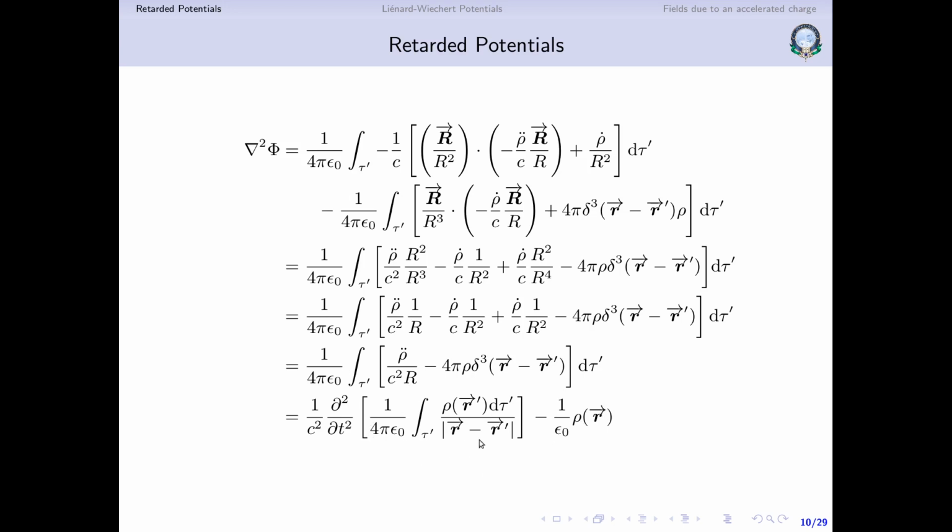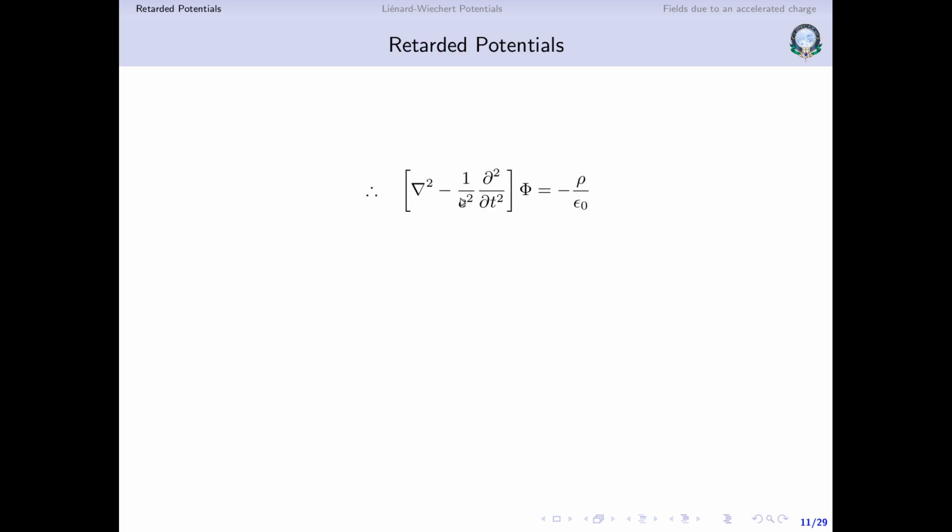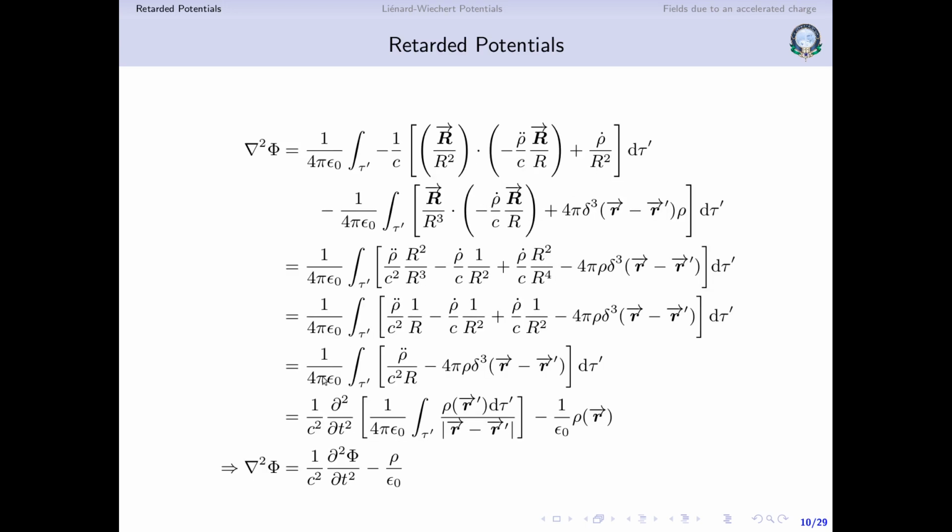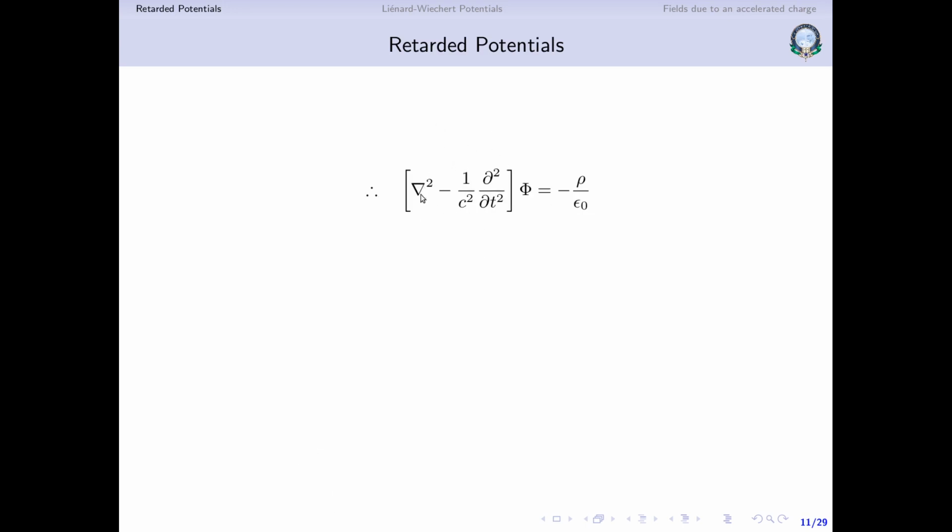Now this we can easily identify. This is nothing but the scalar potential, this is nothing but your phi. So this is going to give us 1 by c square dou square phi by dou t square minus rho by epsilon naught. So this is the Laplacian of phi. Now this 1 by c square dou square phi by dou t square, I take it on the left hand side. I collect the Laplacian and 1 by c square dou square by dou t square together, and this is nothing but the box square operator. So box square phi is equal to minus rho by epsilon naught.